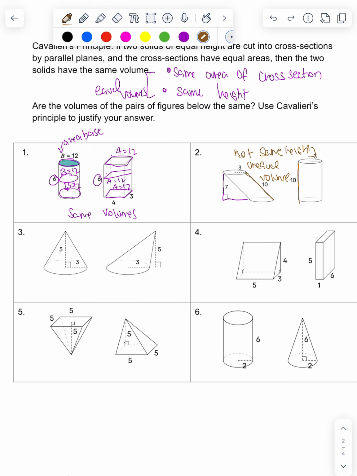And the cross sections will be circles. So these will have the same volume. And we don't really have to look much further because they're both the same shape. So they're both going to have volume found the same way. If they have the same heights and the same radius, they're going to have the same volume because it's going to have the same area of the cross section, the same area of the base. But if they weren't the same shape, then we would have to look a little bit further.